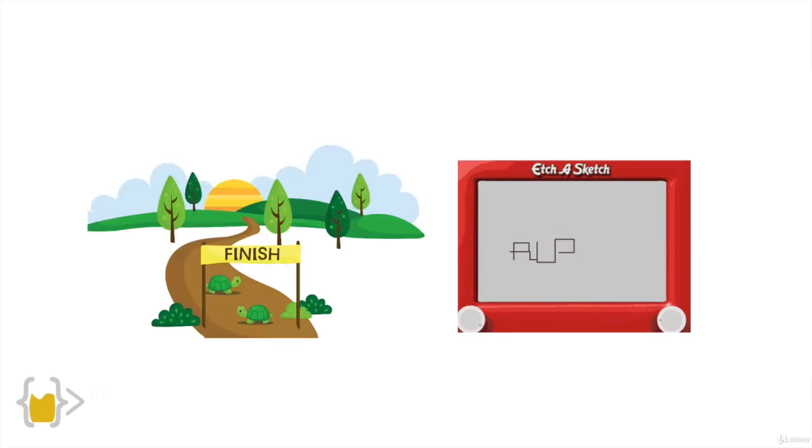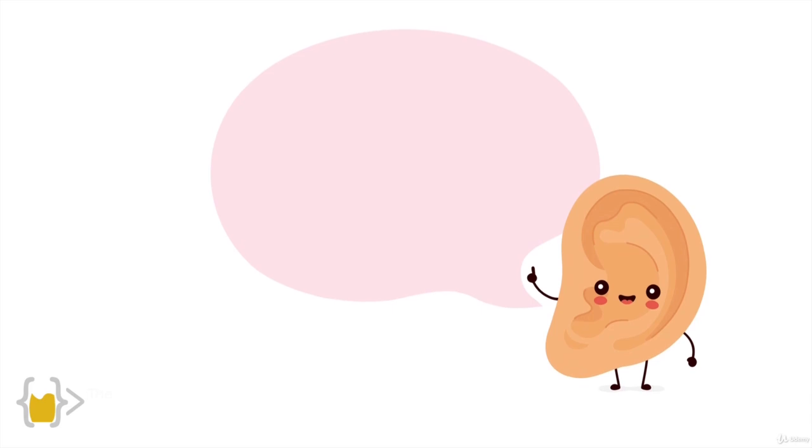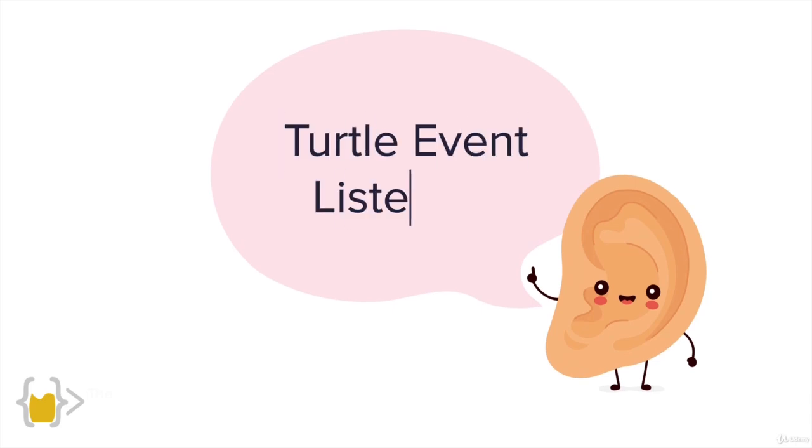Now, in order to be able to create a lot of the games that we've spoken about, we need a way of being able to listen to things the user does, like when the user taps a specific key on the keyboard. And the code that allows us to do this are called event listeners.